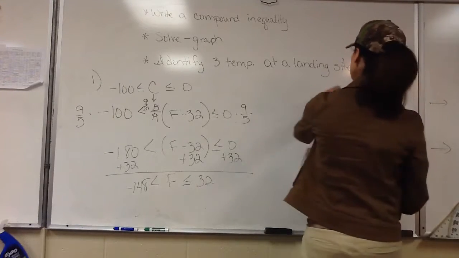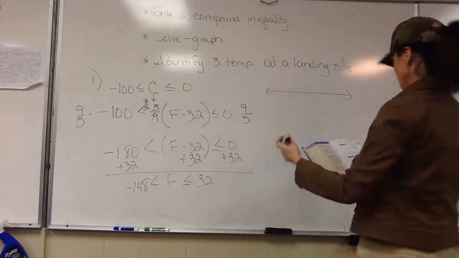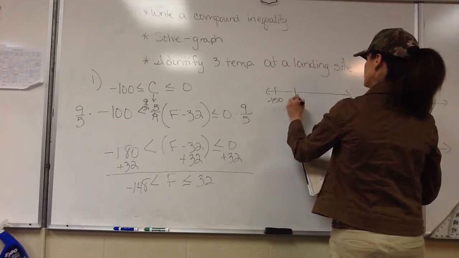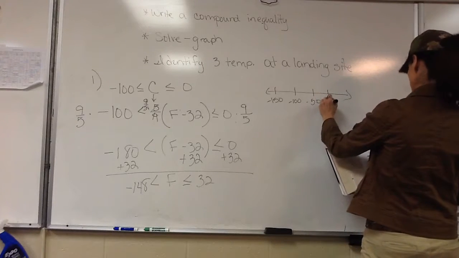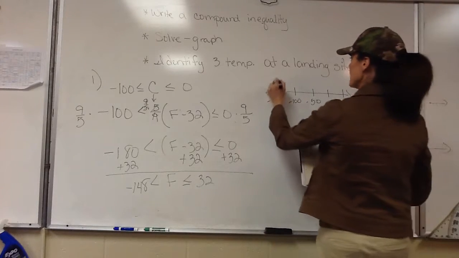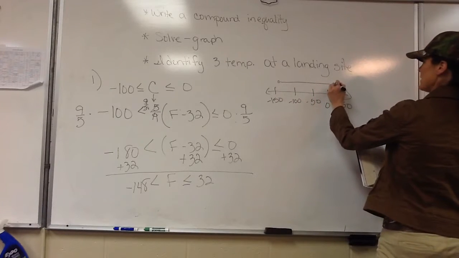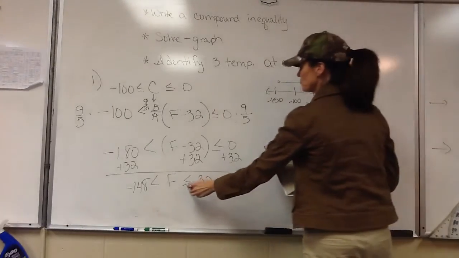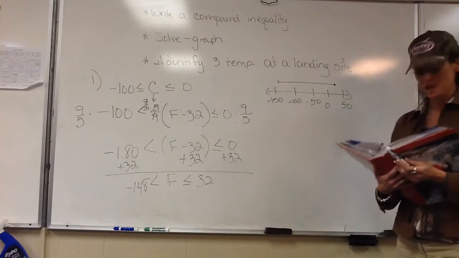Now, when I graph that, you want your graph to reflect the temperatures. So we're going to set our graph up where we have negative 150, negative 100, negative 50, then 0, and then positive 50 on the other side. We see our temperature is greater than negative 148, but less than or equal to about 32, so I'm just going to estimate. Notice how I used the solid dot on 32 because our temperature is less than or equal to 32, but it's greater than negative 148, so we used an open circle.